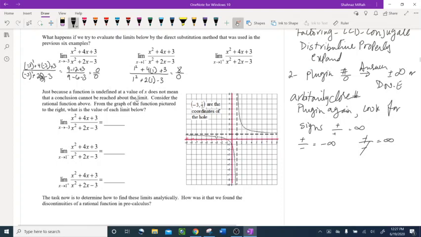Just because a function is undefined at the value of x doesn't mean that a conclusion cannot be reached about the limit. Consider the rational function above. From the graph of the function pictured to the right, what is the value of each limit below? So I'm using a graph, and I made the x-axis and y-axis pink so we can easily understand. Limit as x approaches -3 of this function.